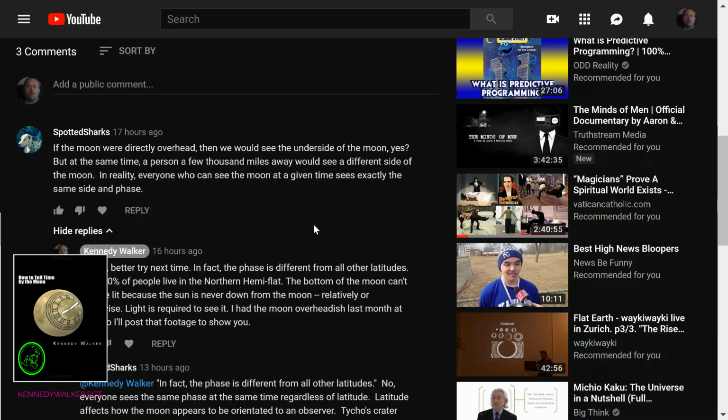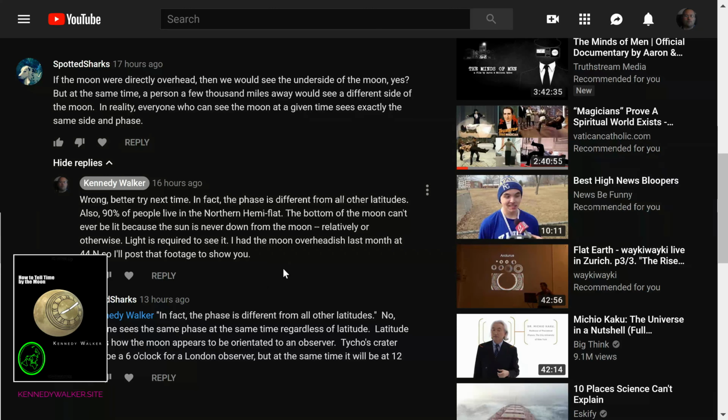In reality, everyone who can see the moon at a given time sees exactly the same side and phase. So, I mean, I just showed you on Google that that's not even one of the claims. So I'm like, wrong. I didn't look it up or anything because I can tell time by the moon. So I don't need models. I don't need opinions really. It's more like I just look at the moon.